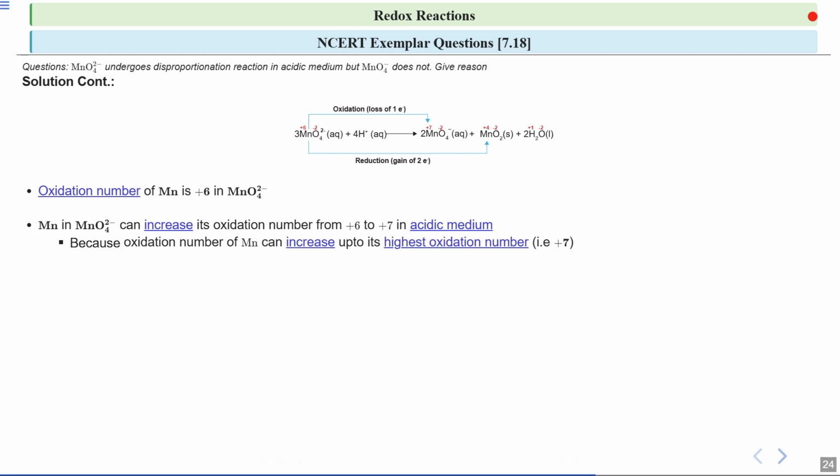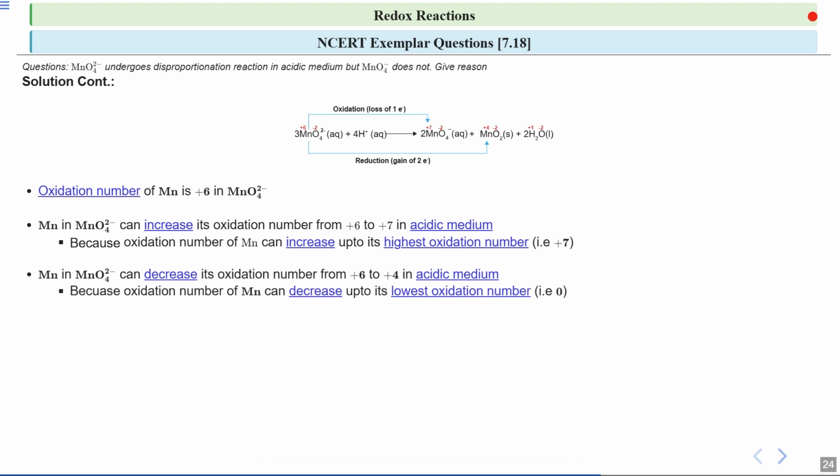Similarly, it can also get reduced. Due to this increase, it is undergoing oxidation. Its oxidation number can be lower than +6, like +4 or +2, and it can be greater than +6, which is +7. So this oxidation state is an intermediate one. From this also you can say that MnO4 2- can undergo disproportionation reaction.